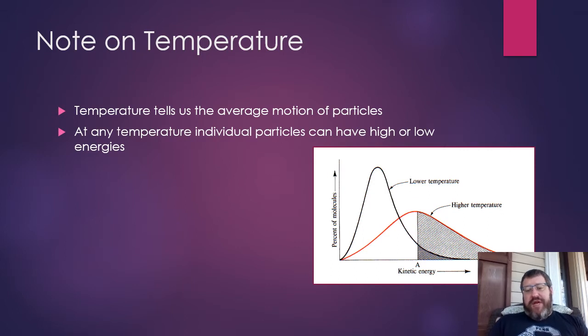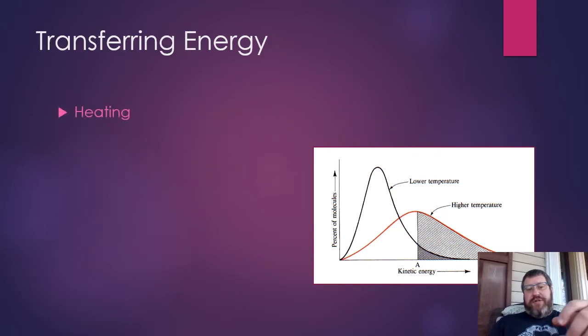When the temperature goes up, that curve flattens, and you now get a wider range of motions, but you get a larger proportion of motions that are at a higher temperature. So again, what we're really talking about is a mix of high and low energies. We talk about that because when we talk about transferring energy, the main one we're going to focus on is the idea of heating.